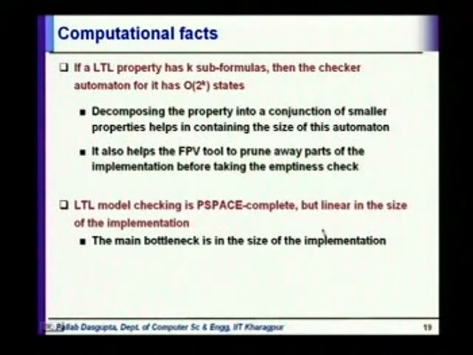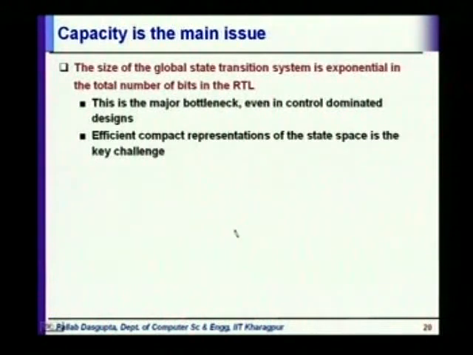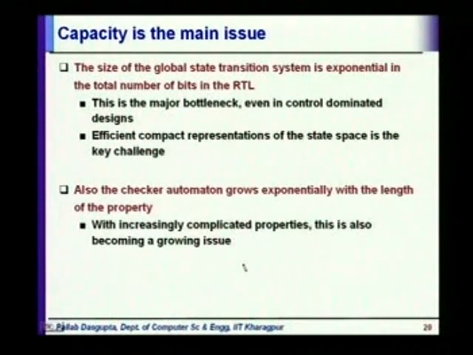And therefore, the thing that really hurts us is not this exponential, but the size of the implementation. So though it is linear in the size of the implementation, that is the main bottleneck, because the size of the implementation is typically very large. This slide reiterates what I said just now. Okay. So efficient compact representation of the state space is one of the key challenges, and also the checker automaton grows exponentially with the length of the property. So when we have big specifications, this can turn out to be a problem also, but in fact, what we do is we always check properties one by one. So therefore, this exponential always remains contained.